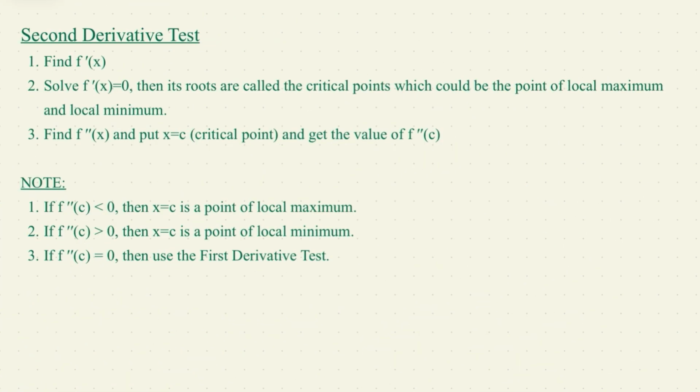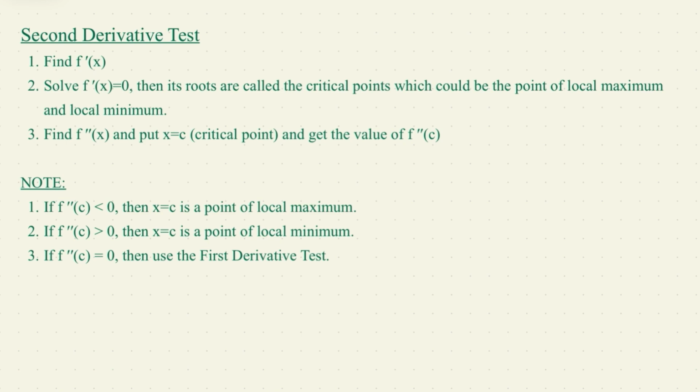Second derivative test. This is another method to find the value of local maxima and local minima. Here we will differentiate the given function 2 times. At first we will differentiate the given function and find the value of f dash of x, and equating it with 0 we will find the critical points. Again we will differentiate f dash x, so we will get f double dash of x, and whatever critical points we get, we will put them here and we will get the value of f double dash of c.